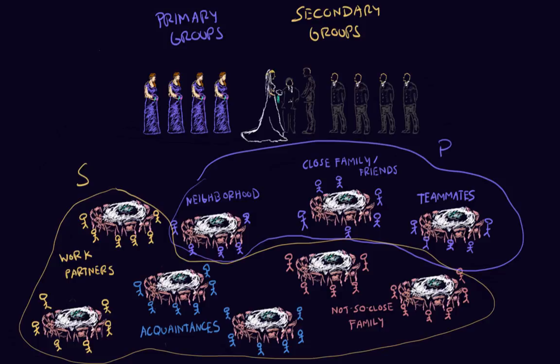So the big takeaway from this video is that primary groups are close, intimate, long-term relationships, and that secondary groups are short-term and often goal-oriented relationships.